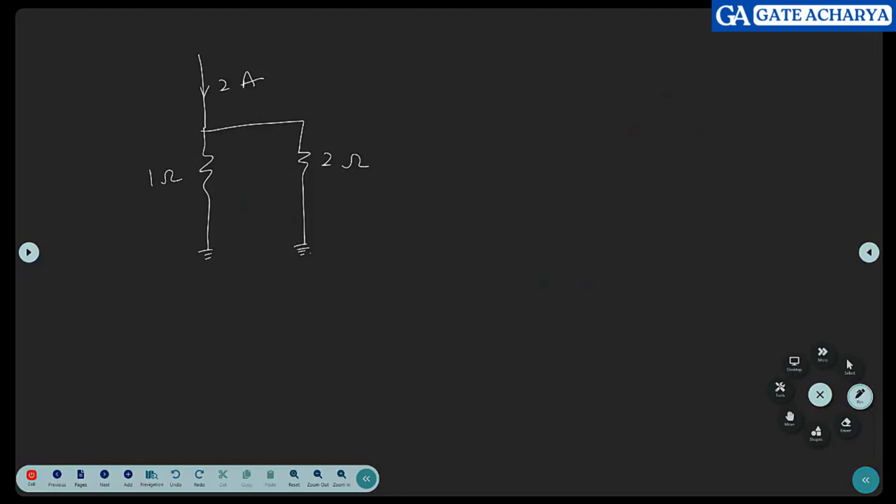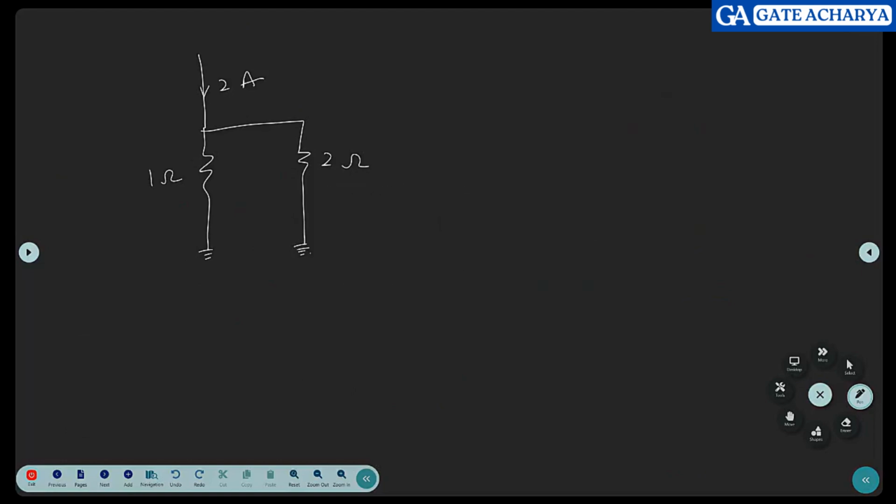How much more current? 2 amps is coming. Through which resistance more current will flow? 1 ohm. The next is how much current will flow here? 1 by 3 into 2 amps. Okay, if I say it is 1 by 3 into 2, how much is it? 2 by 3. Here, how much will it be? If you say it is 2 by 3 into 2, how much will it be? I made a small mistake. So actually it should have been 2 by 3.